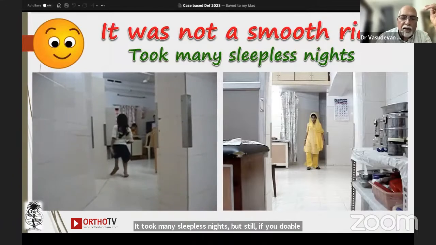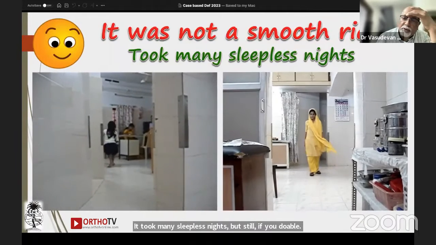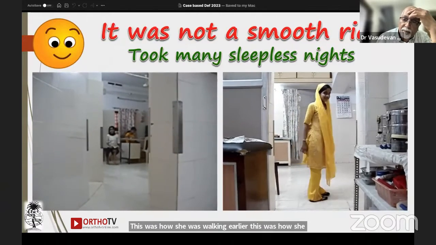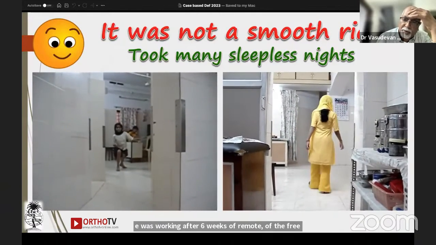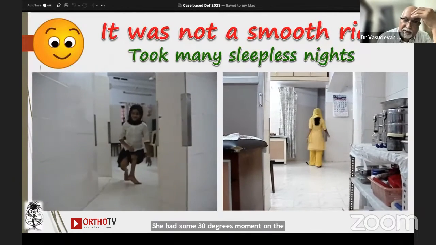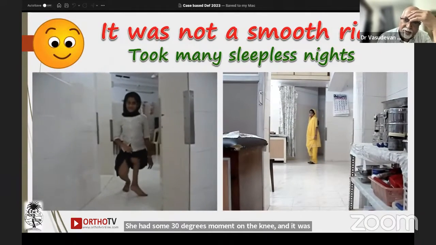This was how she was walking earlier. This was how she was walking after 6 weeks of removal of the frame. She had some 30 degrees movement on the knee and was not willing for a quadricepsplasty. She got married and has 2 children now.